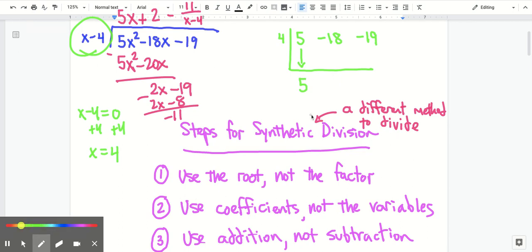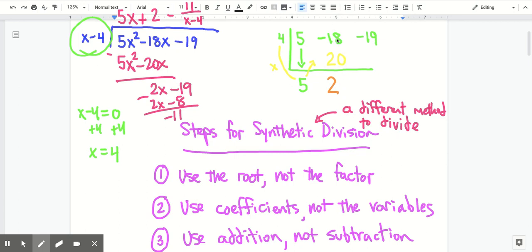Then what you do is you take your outside number and you multiply it to the 5, and you put that in the next slot on the inside. So 4 times 5 is 20. So I put a 20 on the inside. After I put that 20 on the inside, I have to add these numbers together, not subtract. A negative 18 plus a 20 is a positive 2.